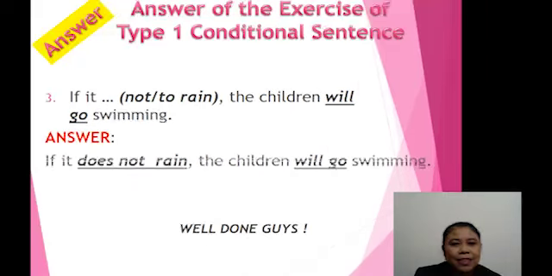Finish? Yes, let's see the answer. The answer is "if it does not rain." Okay, "not" here means negative form. So the negative form of a singular subject used here is does not plus verb 1. So the verb rain becomes does not rain. If it does not rain, the children will go swimming. Understand?